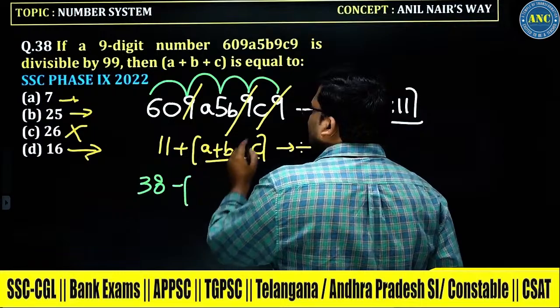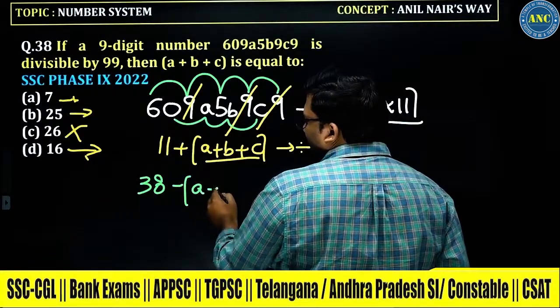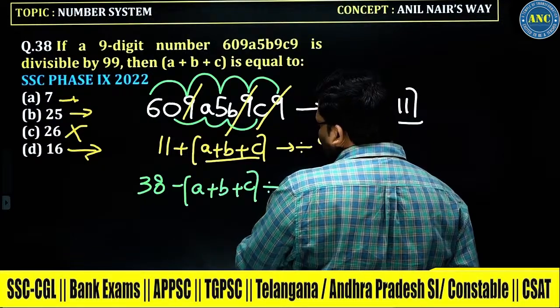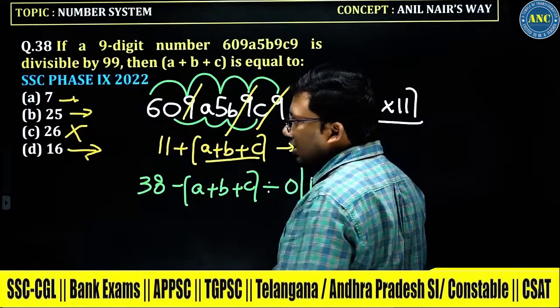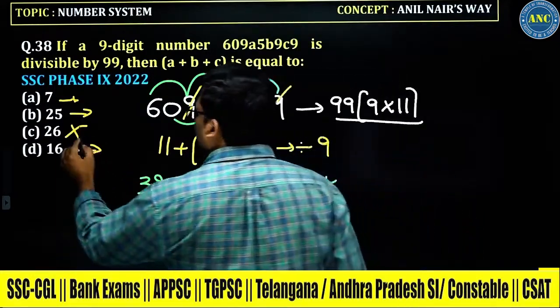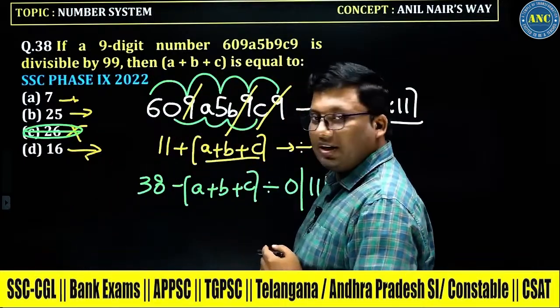38 minus the sum of the even places, minus of A plus B plus C. It should be either 0 or divisible by 11. These options we eliminated, sir.